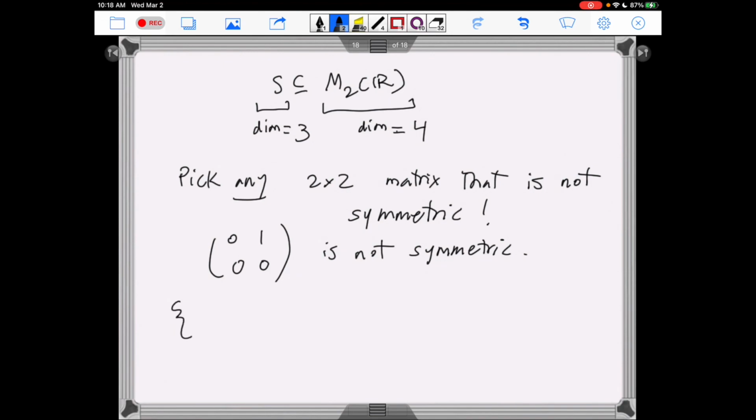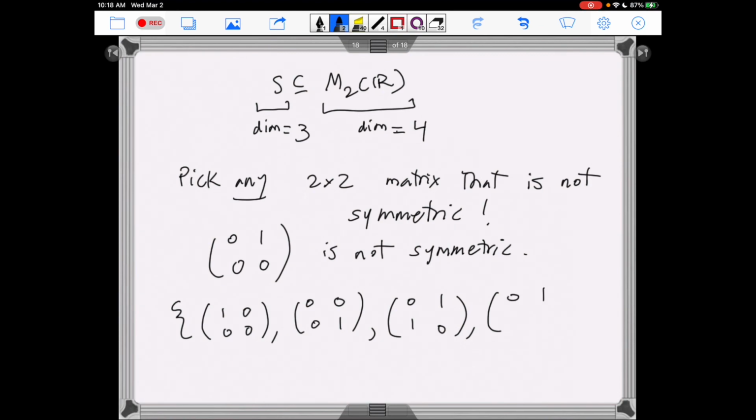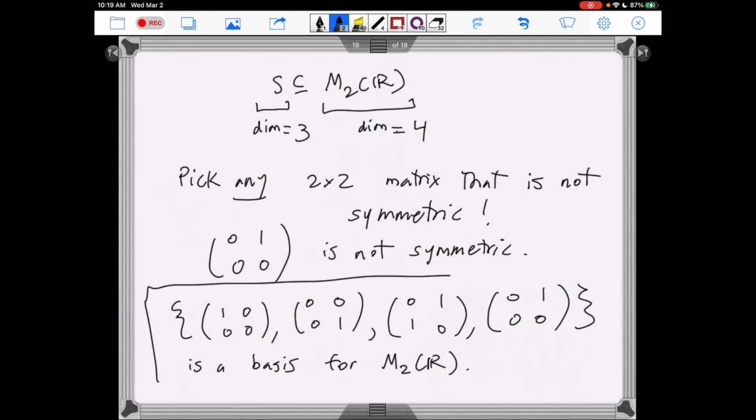And so that means that if I take my basis from before, 1, 0, 0, 0, 0, 0, 0, 1, 0, 1, 1, 0, and my new guy that I just came up with, 0, 1, 0, 0, since there are now 4 elements and the dimension is 4, this must be a basis for M2R. Now, obviously, there's not a unique answer here.